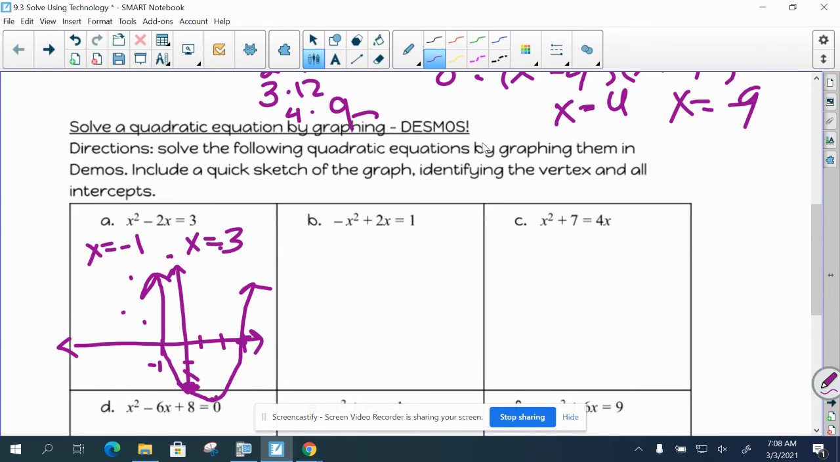Okay. For this one, once again, we want to get this number over onto the other side. So we would do -x squared plus 2x minus 1. Type it into Desmos.